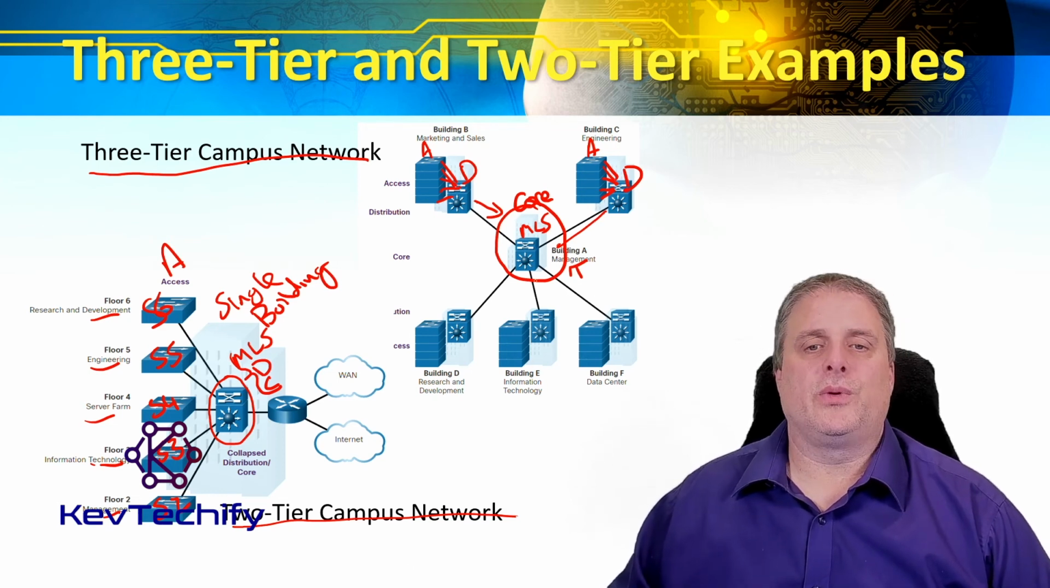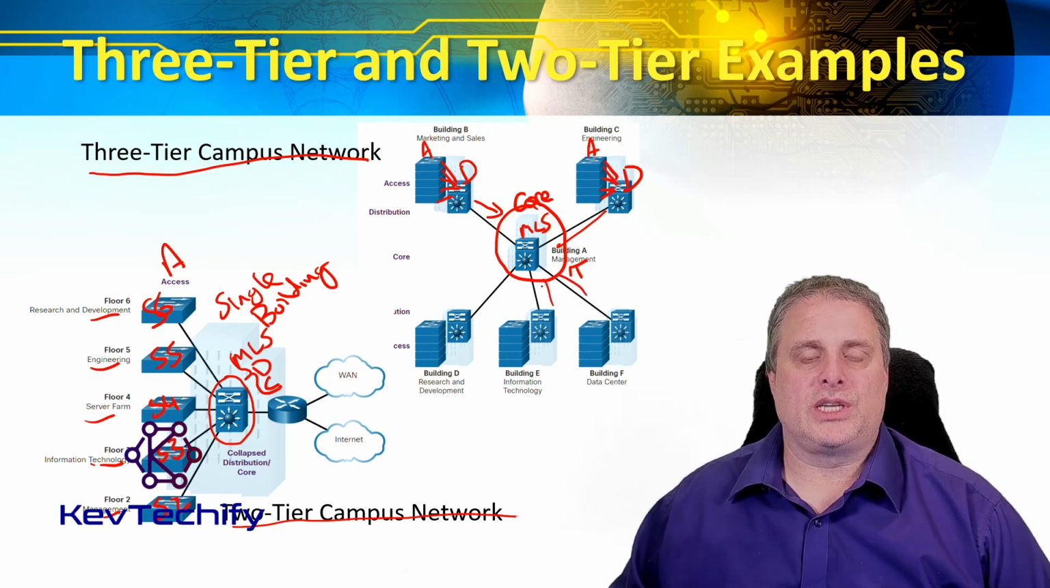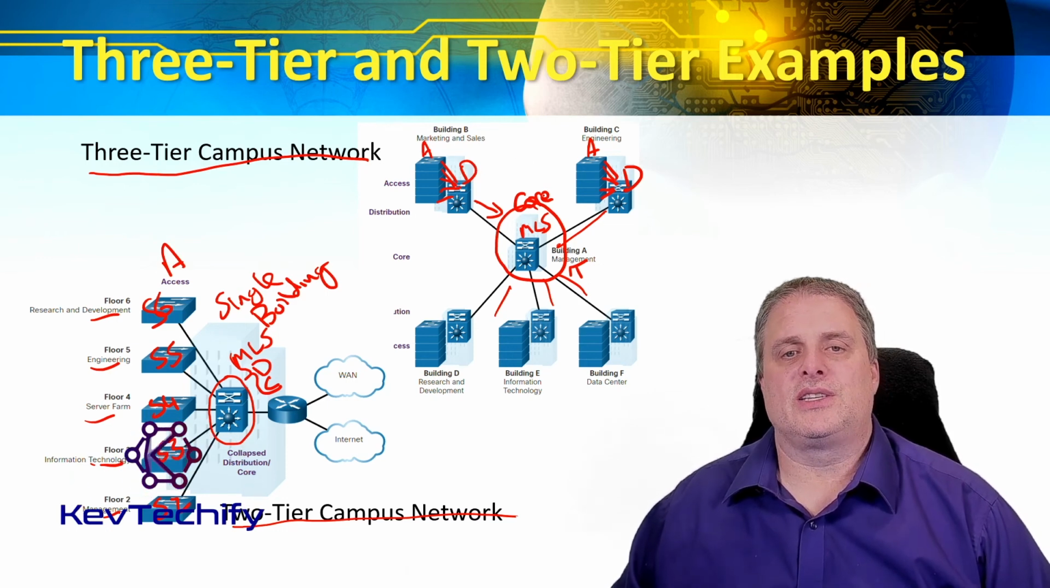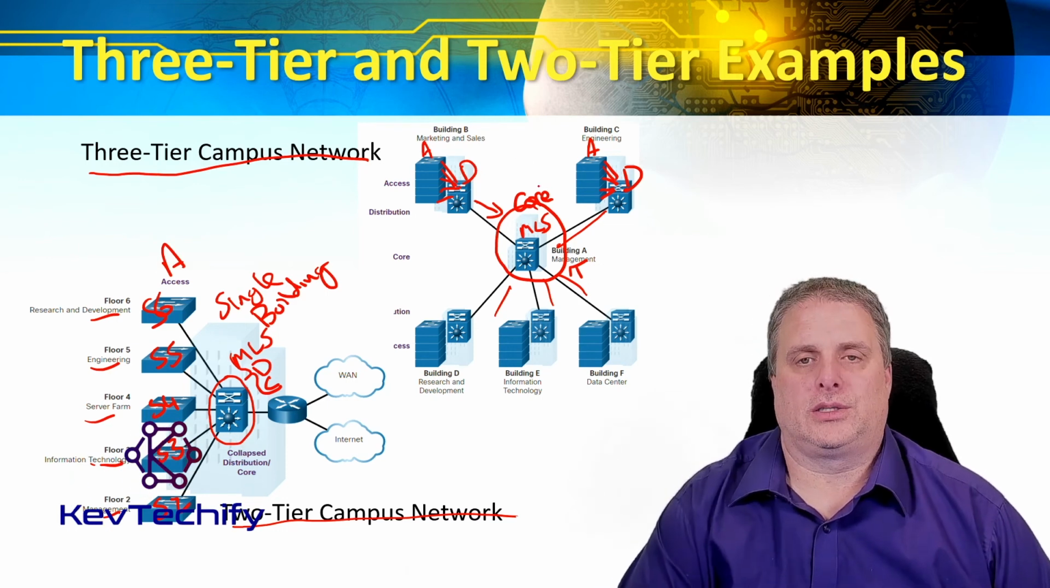And it continues, and we continue adding in spokes here. And this is our 3-tiered design where the access layer is separate from the distribution layer, which is separate from the core layer.